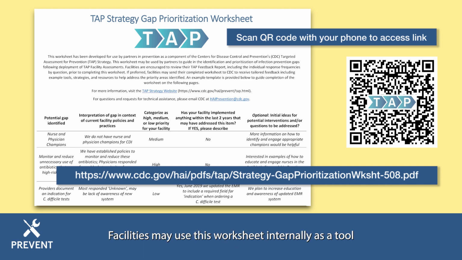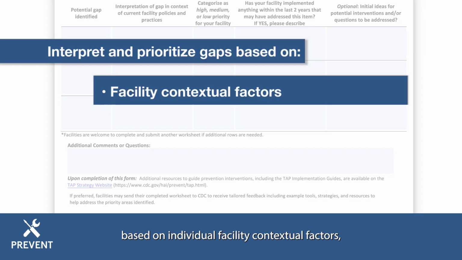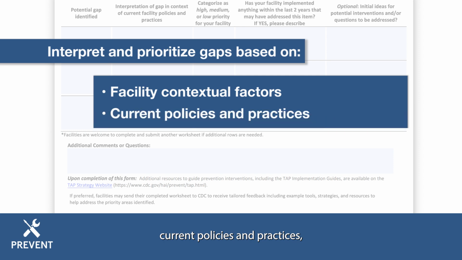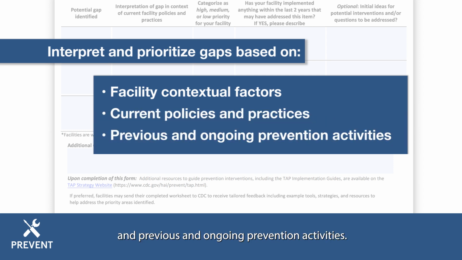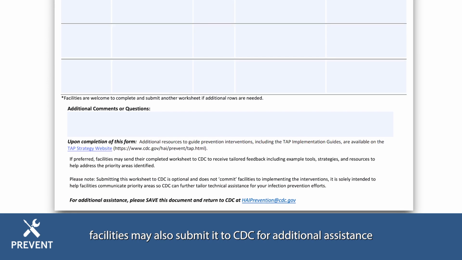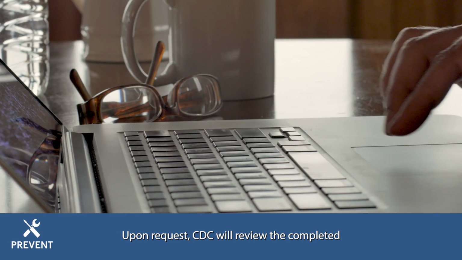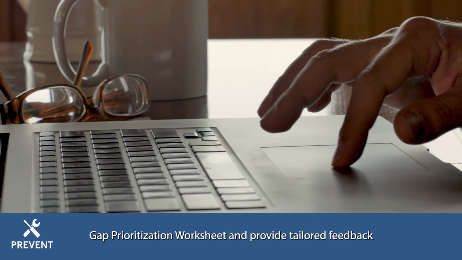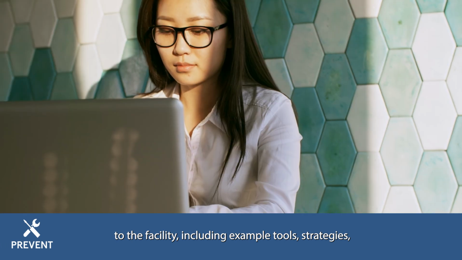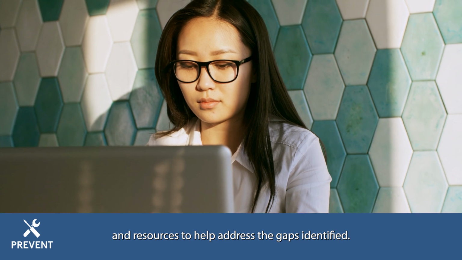gaps. Facilities may use this worksheet internally as a tool to guide their workgroup through interpreting and prioritizing gaps based on individual facility contextual factors, current policies and practices, and previous and ongoing prevention activities. In addition to using this worksheet internally, facilities may also submit it to CDC for additional assistance in developing prevention strategies. Upon request, CDC will review the completed Gap Prioritization Worksheet and provide tailored feedback to the facility, including example tools, strategies, and resources to help address the gaps identified.